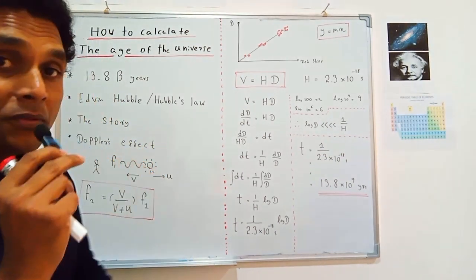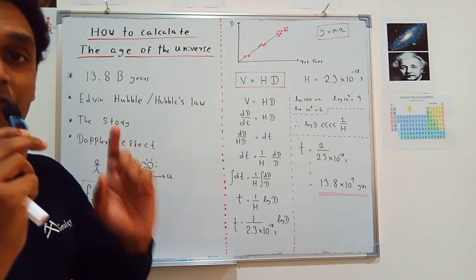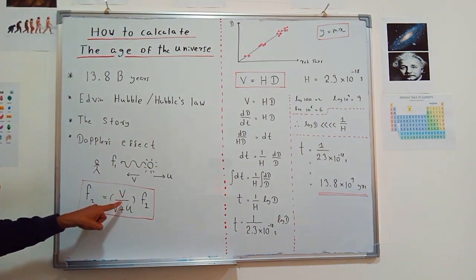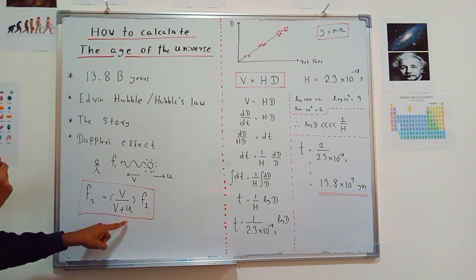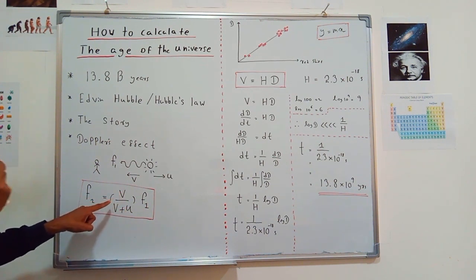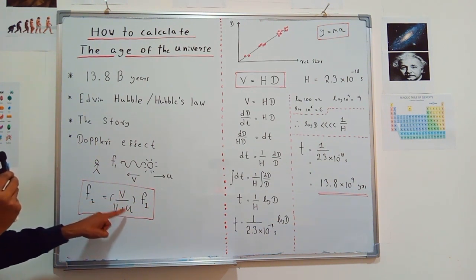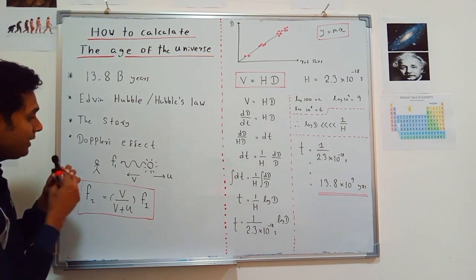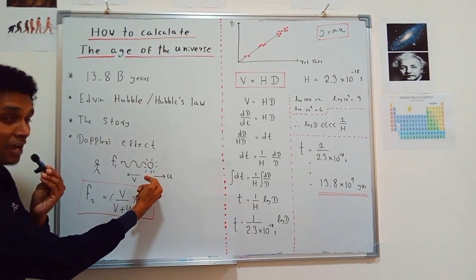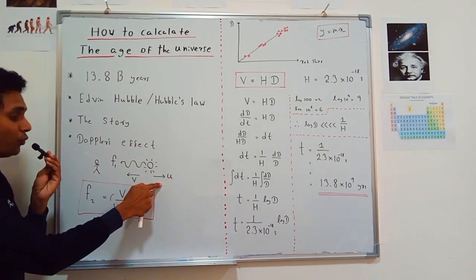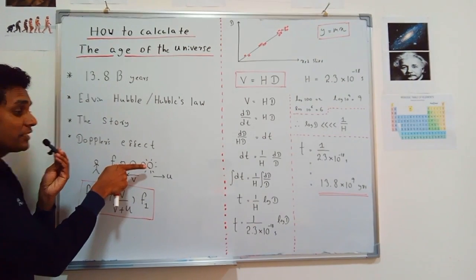So finally, the observable frequency is given by this formula. F2, the observable frequency, is equal to V divided by (V plus U) multiplied by the original frequency F1. Here V is the speed at which the wave is approaching the observer, and U is the speed at which the source is moving away.